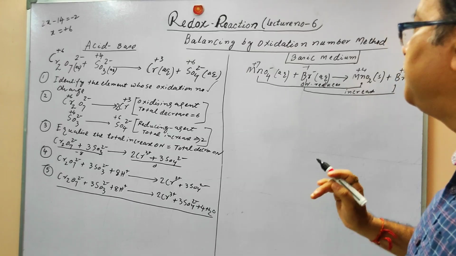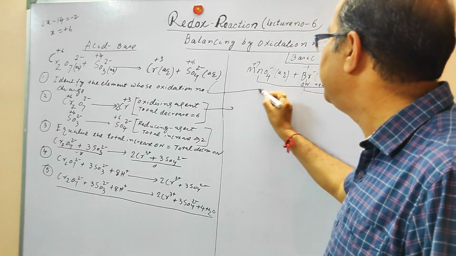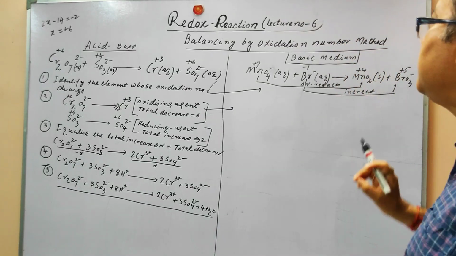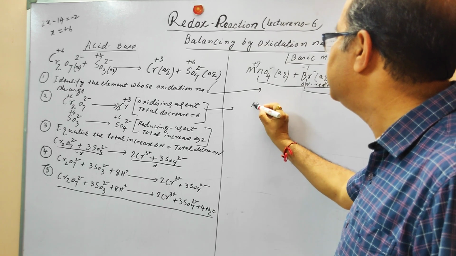After that, what do we have to do? The first step we have already done. Second step, what will we do? Now, which is the oxidizing agent and which is the reducing agent. The oxidizing agent here you can easily understand.